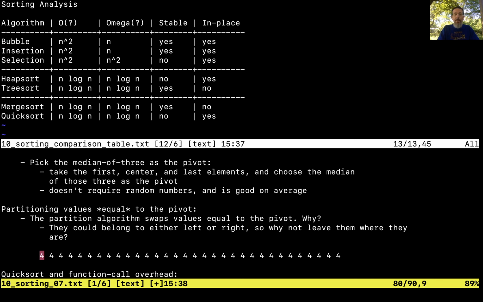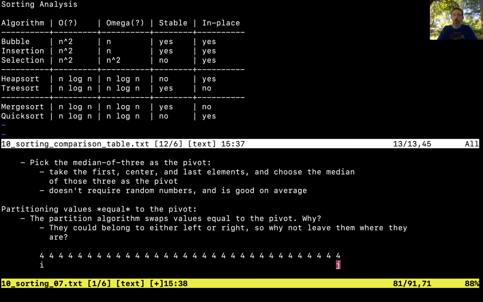Now, what's going to happen to our partition algorithm if we start our 2 pointers here and here? Let's label these I and J. The first thing that's going to happen is that I is going to march forward. If we stop at the pivot, then I is going to stop here, and then J is going to back up until it stops here.